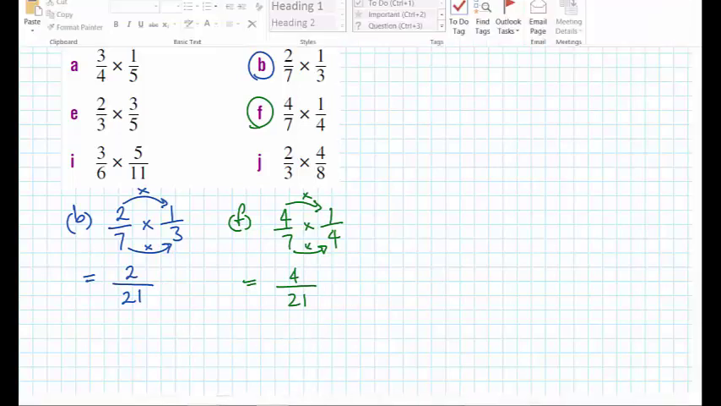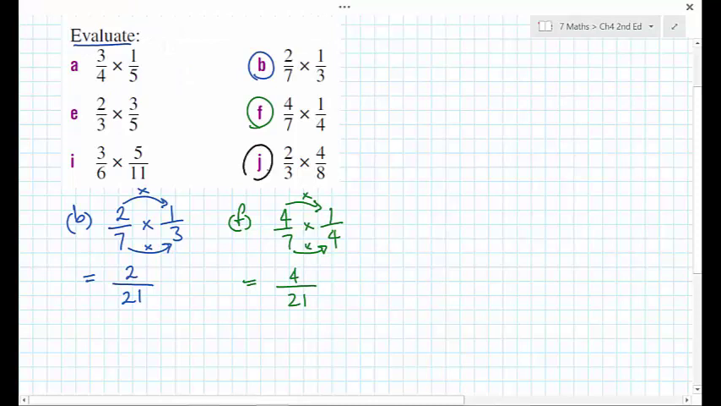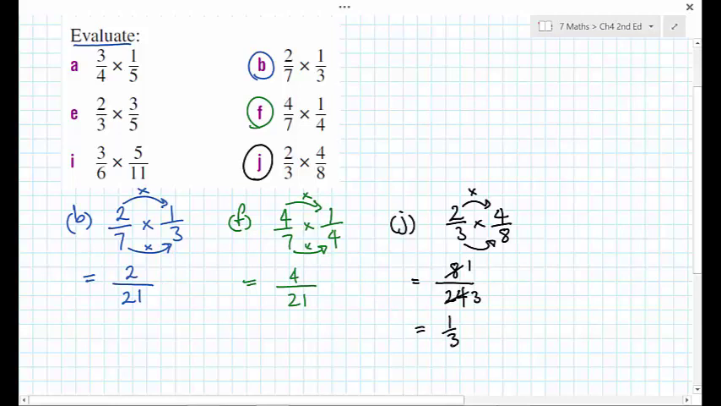Okay, let's have a quick look at j, where I have 2 over 3 times 4 over 8. Okay, so there's multiple ways I can do this. Let's have a quick look at this one. So the first one is to follow what I've done. 2 times 4 gives me 8 over 3 times 8, which is 24. I then look to see if I can simplify this any further, and I can, because 8 will go into that once and go into that 3 times, so my answer is 1/3.